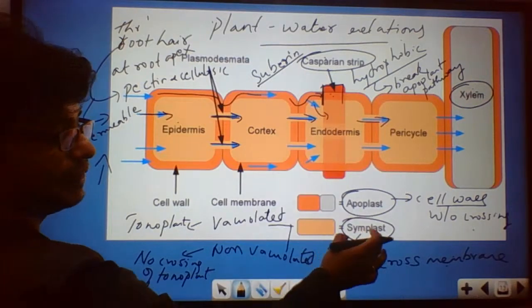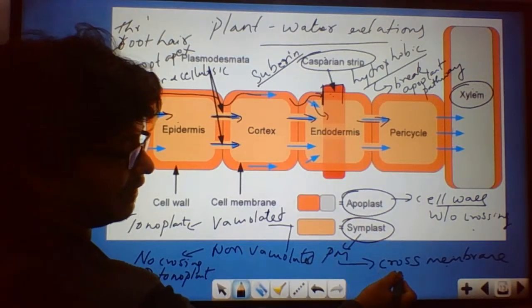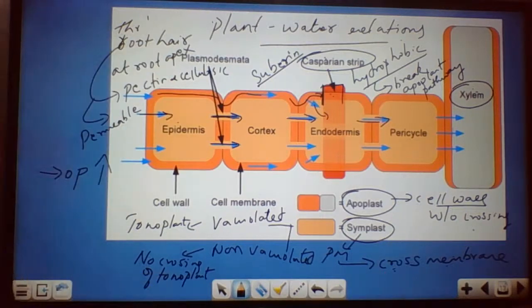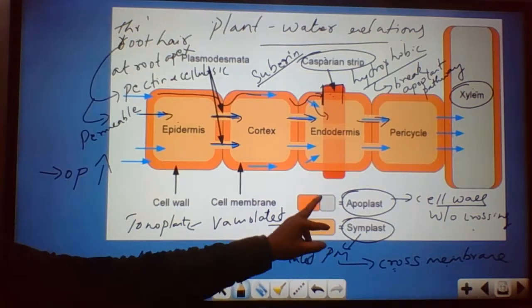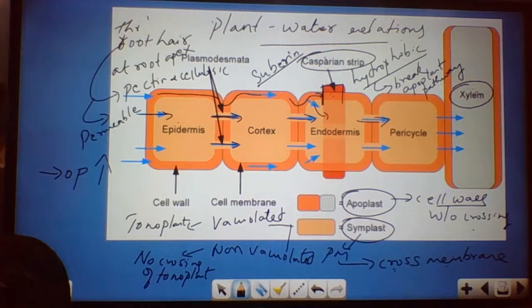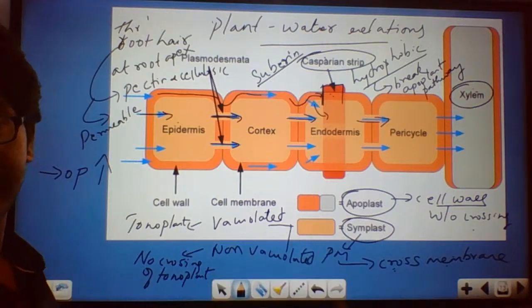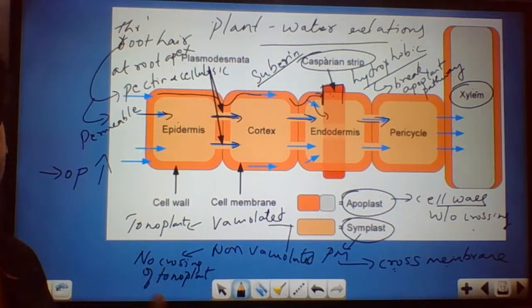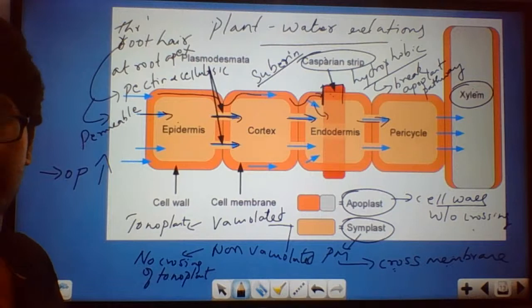But the main difference when we talk about symplast is that it has the ability to cross the membrane. This is not the case in apoplast. No wonder, even if it is transferring in opposite directions, it takes place. But one thing you should understand is that in symplast the crossing of the membrane takes place, but in the other case there won't be crossing of a transport.